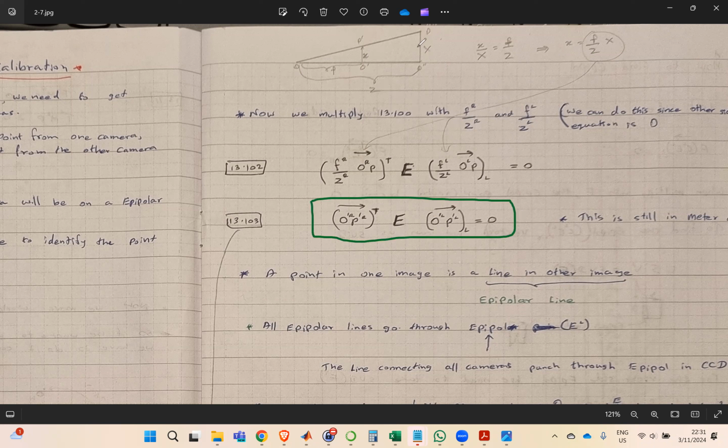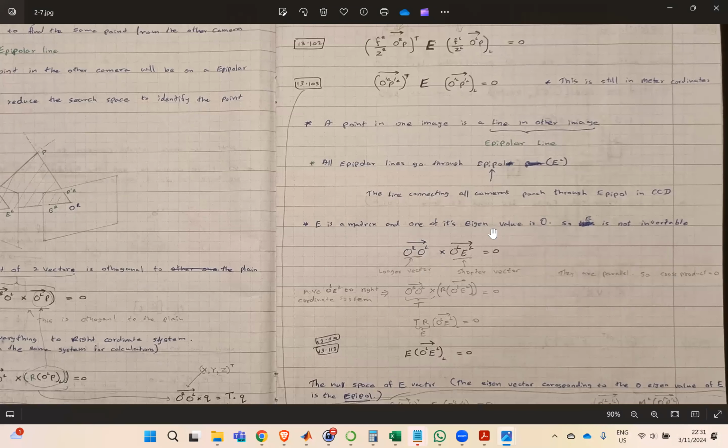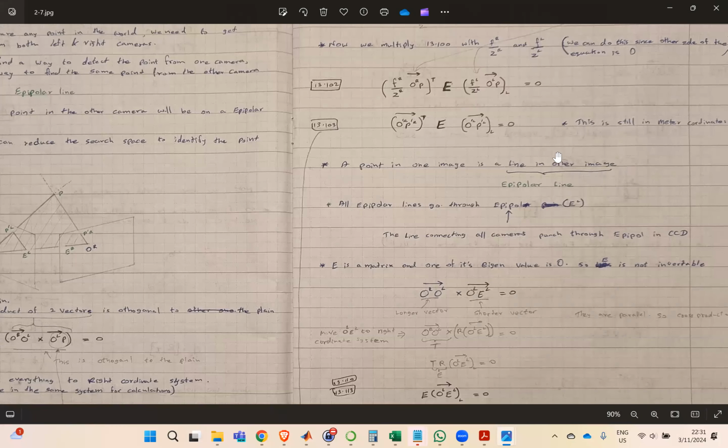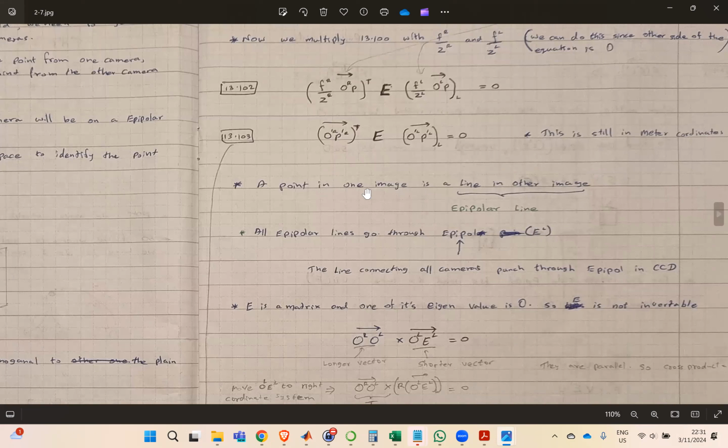So what we did was convert the real world point, with the E matrix, into a camera image. But this is still in meter coordinates, guys. Now we are trying to go for rows and columns. This is still meter coordinates. A point in one image is a line in the other image. This is the epipolar theory, so now we should remember the epipolar theory.